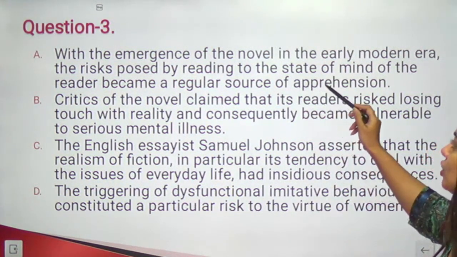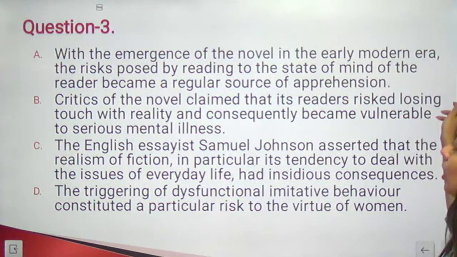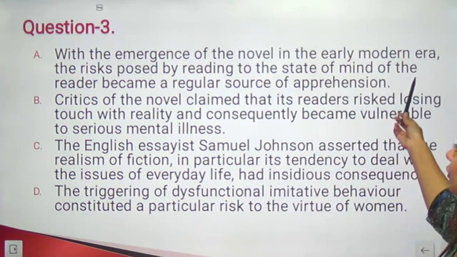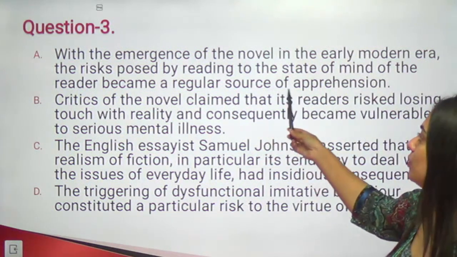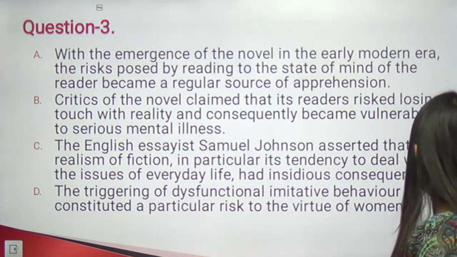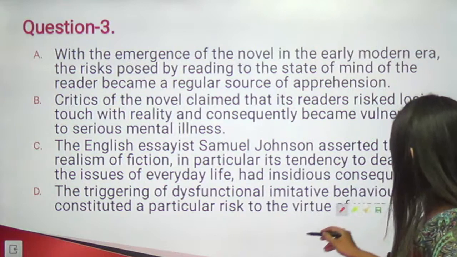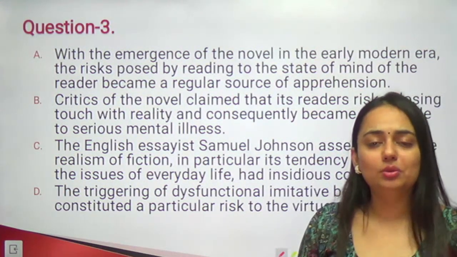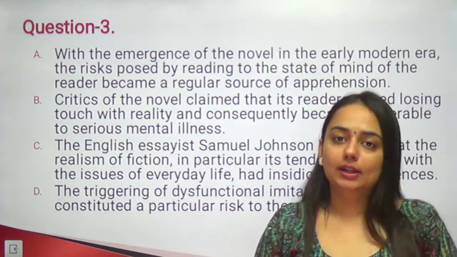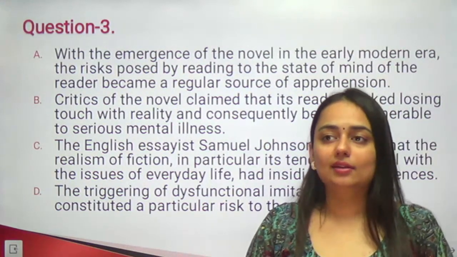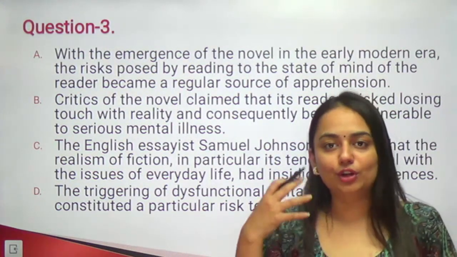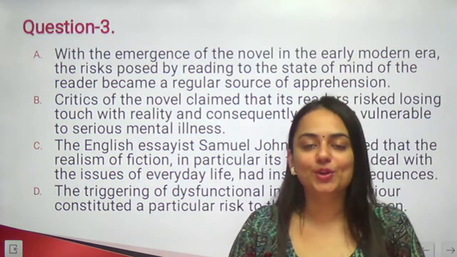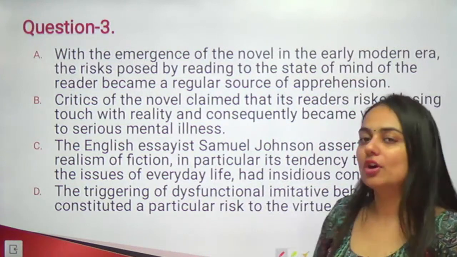With the emergence of the novel in the early modern era, the risks posed by reading to the state of mind of the reader became a regular source of apprehension. Apprehension is a state of being worried or anxious of the future. So what made people anxious of the future? That reading something can disrupt your thought process. It can mess up your mind and all that. Yes, that is true. So you know how orthodox the society was.